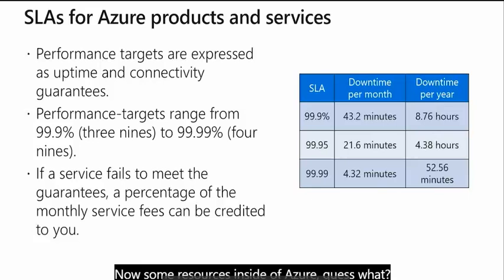Now, some resources inside of Azure, guess what? We have different service level agreements depending on how you configure it. So Cosmos DB, for example, if you configure it in a certain read-only perspective, you can get up to 5 nines. And that's for our services. Now, we talked about storage. Storage has its own SLA, and just kind of a fun note.